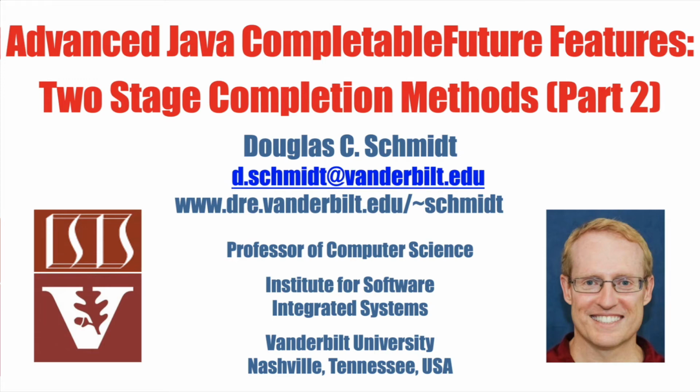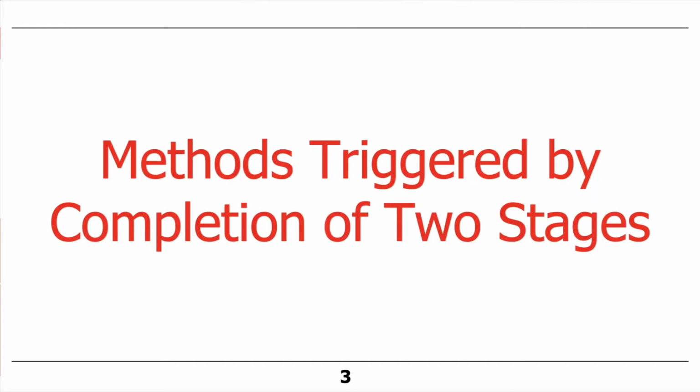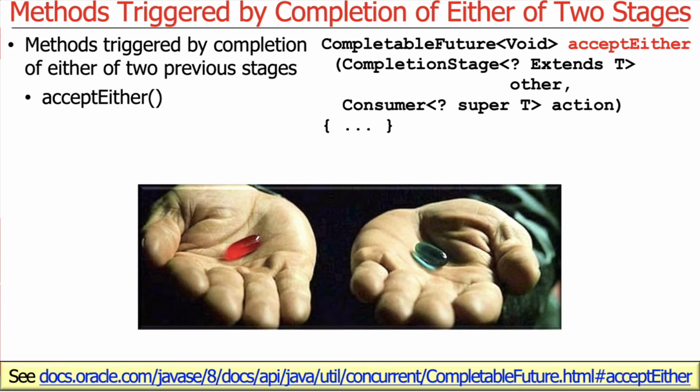So now that we talked about the AND variant of the two-stage completion stage methods that wait for both things to finish, obviously the other way of waiting for things is to wait for either of the two previous stages to finish, and that's the OR variant. In this case, we're going to take a look at a method called acceptEither. This particular method is triggered by the completion of either of the two previous stages.